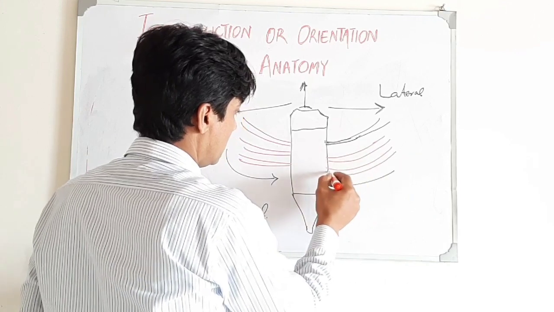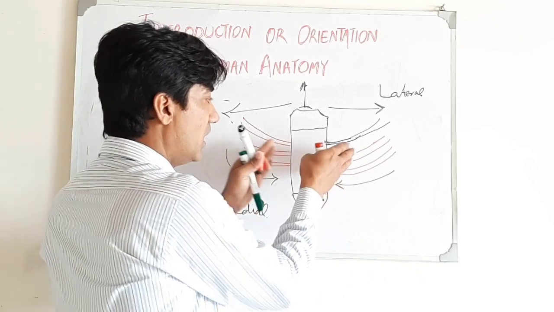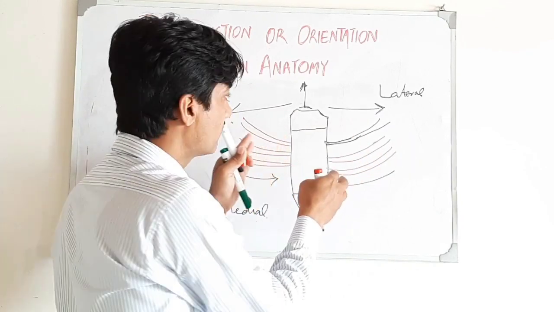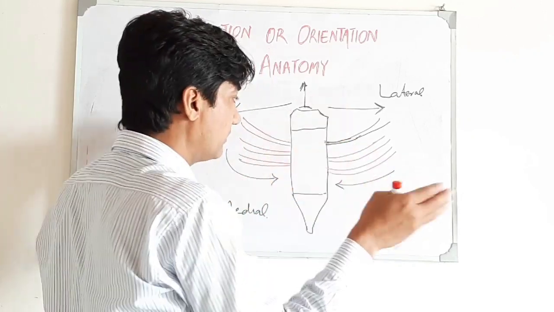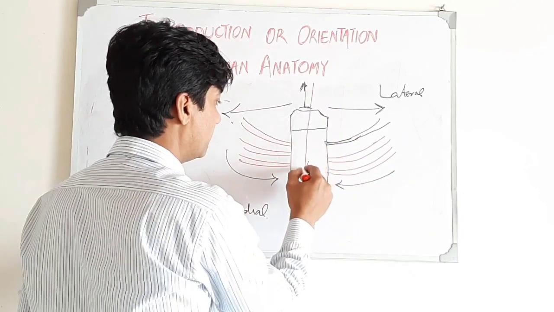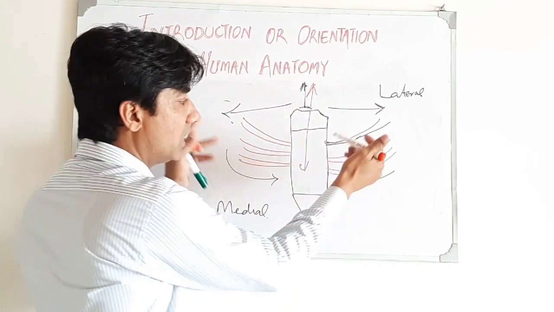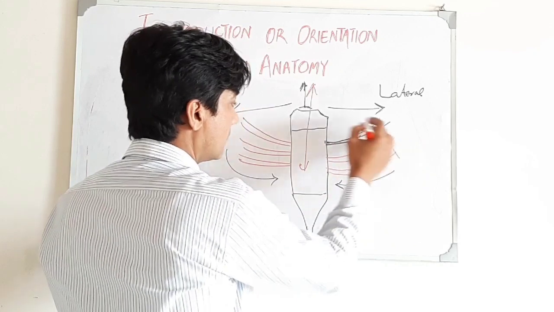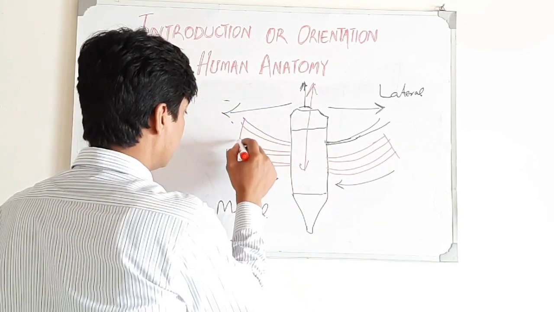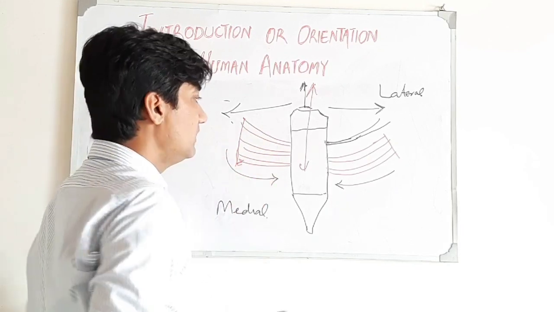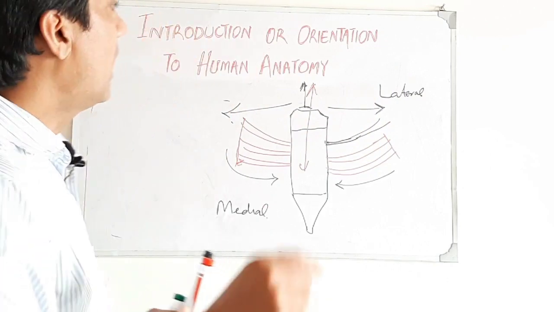How can we describe these two terms? Because ribs are lateral to the sternum, away from the midline. This is the midline. And the sternum is medial to the ribs. These are the directional terms. Now we can easily understand the anatomical planes.